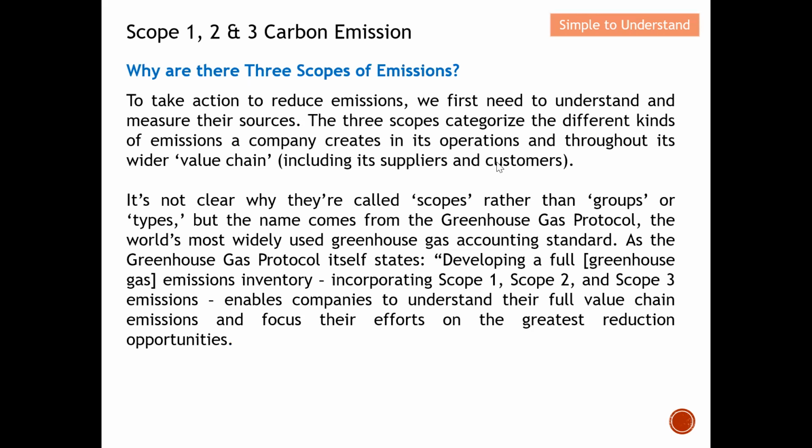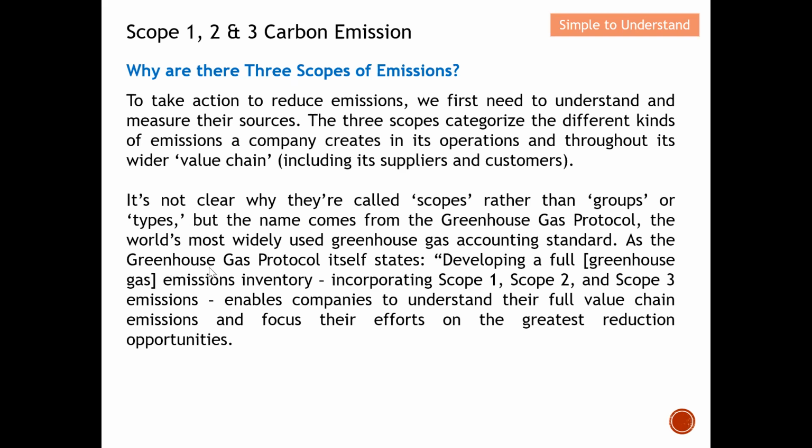In short, in order for a company to function, you definitely need suppliers, and you also need clients or customers. Without them, the company basically cannot function at all. Therefore, Scope 1, Scope 2, and Scope 3 are three kinds of emission that the company uses to monitor its progress. It is not clear why they are called scopes rather than groups or even types, but the name comes from the Greenhouse Gas Protocol, the world's most widely used greenhouse gas accounting standard.